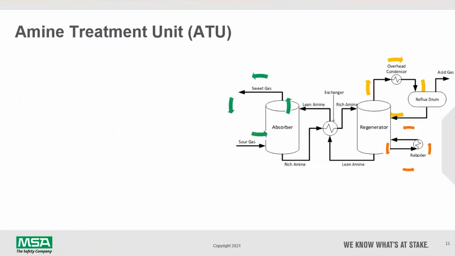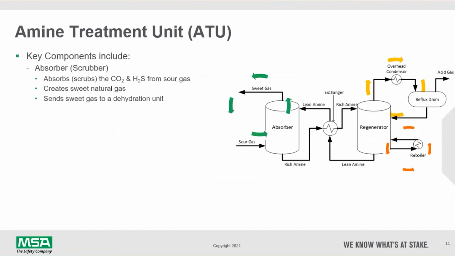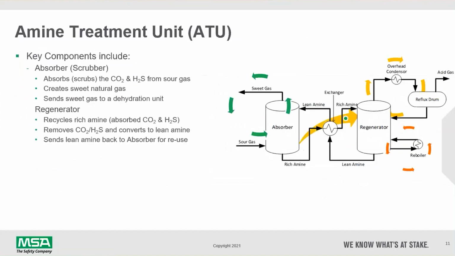So here is our ATU process. On the right side, you've got two drums, an absorber drum on the left, a regenerator drum on the right, and an exchanger in the middle. The absorber is the process that absorbs the CO2 and H2S from the sour gas. And you can see our green arrows. The sour gas comes into the bottom of the absorber and exits through the top.